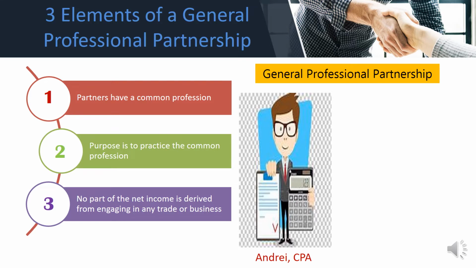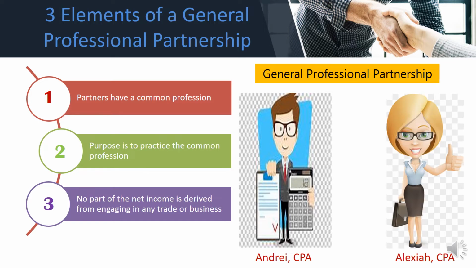Now, let's take these cases. Let's say we have Andre, a certified public accountant, and Alexia, a certified public accountant. Both Alexia and Andre are certified public accountants and they want to go into a partnership of auditing clients. Now, in this case, the partnership to be formed is considered a general professional partnership since both partners have a common profession and the purpose is to practice the common profession, which is to audit clients.